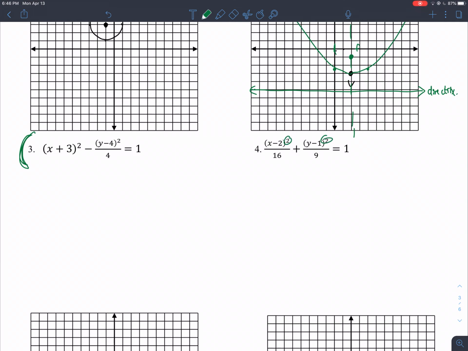2 squared terms, 2 denominators that are not the same, and there's a plus in between. Okay, there's a plus in between, and it's equals to 1. There are so many things that give away that this is an ellipse, all those criteria.